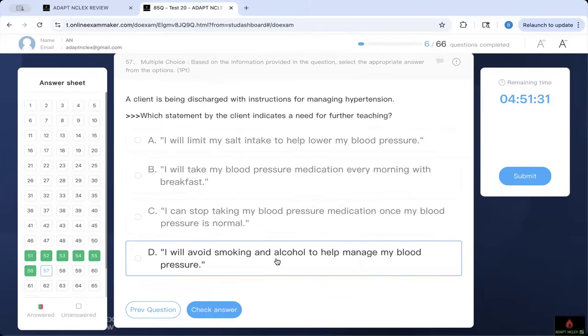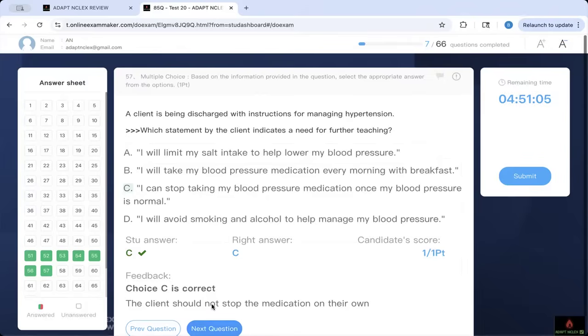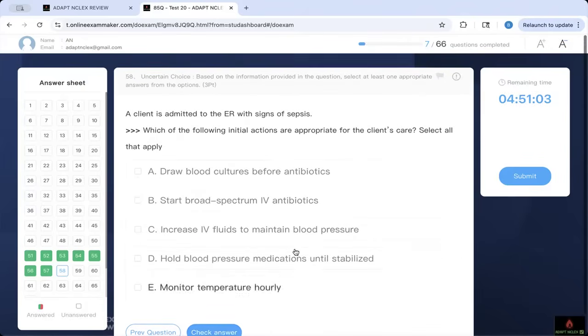A client is being discharged with instruction for managing their hypertension. Which statement by the client indicates the need for further teaching? How do you manage your hypertension? I will limit my salt intake to help lower my blood pressure. I will take my blood pressure medication every morning with breakfast. I can stop taking my medication once my blood pressure is normal. I will avoid smoking and alcohol to help manage my blood pressure. Need further teaching? You should never stop taking your medication. You have hypertension, you take it for the rest of your life.